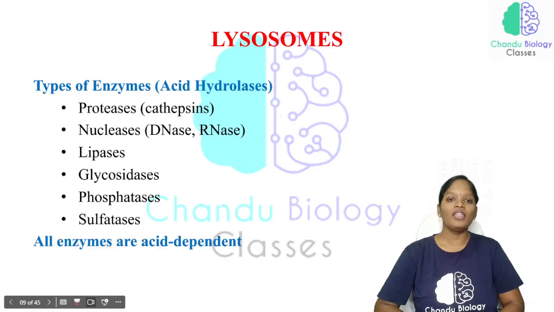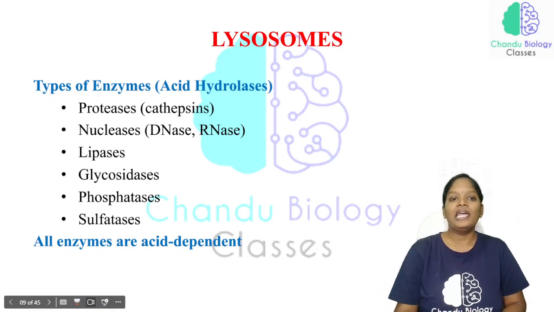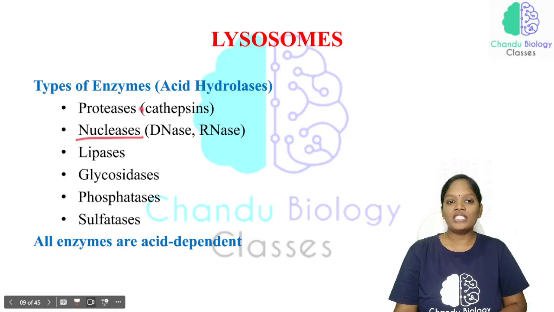Okay, now as we have studied, approximately 40 to 50 types of enzymes are present in the lysosome. What are all the types of enzymes present in the lysosome? We can call them the acid hydrolases. Now the first enzyme is the proteases, second, nucleases. Proteases means those enzymes which break down protein, that is cathepsins.